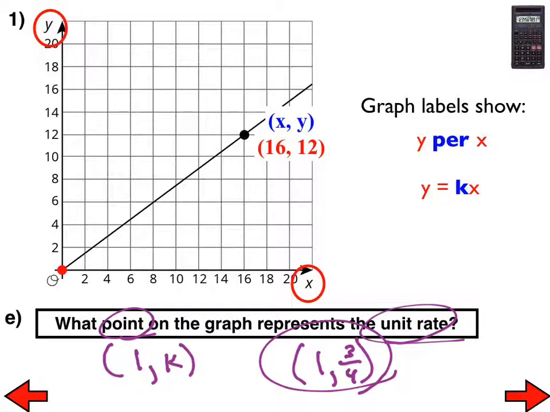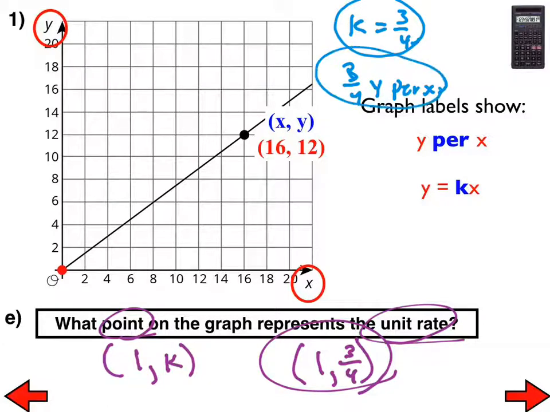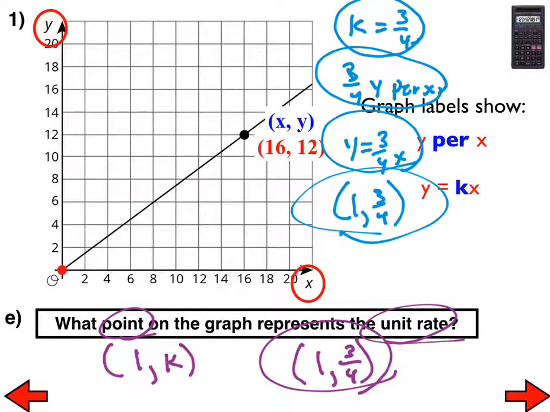So let me just quickly in this one go through all these parts again. We found out that the constant of proportionality was 3/4, so k equals 3/4. The unit rate was 3/4 y per x. The equation is y equals 3/4 x. The unit rate on the graph is at 1 comma 3/4. That summarizes all of the different things that we've been working on the last week and a half or so. Okay? All right, go ahead and turn the page and do all parts of number 2.